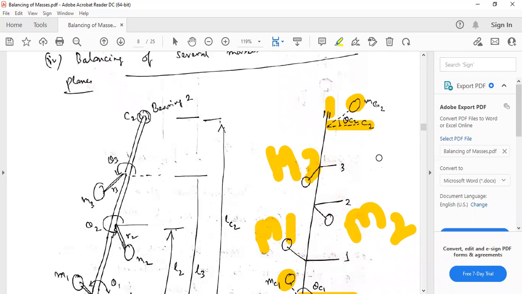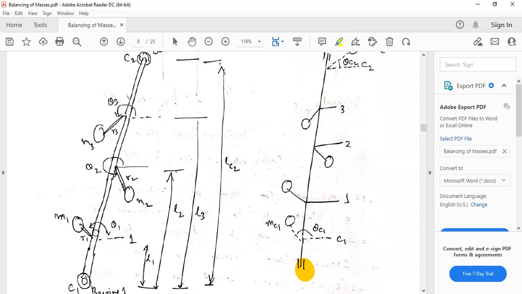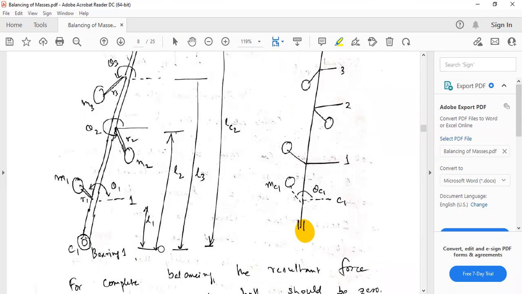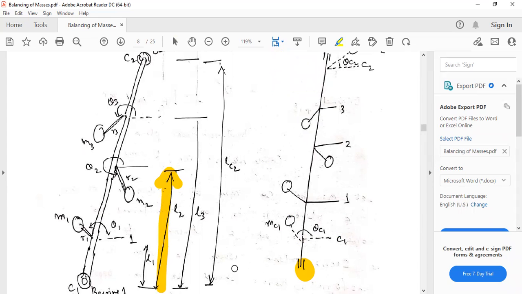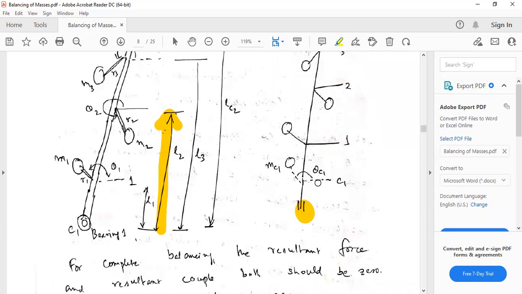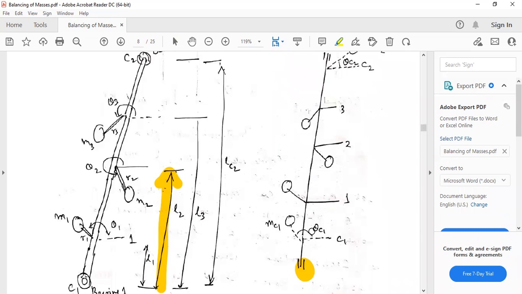We call it that. So what are the unknowns here? In this case, m1, r1, m2, r2 are all known. l1 is the axial distance of the m1 mass from bearing 1. Similarly for m2, the axial distance from bearing 1 to the plane of the m2 mass. Similarly, this is the length l3, and the total length between the bearings is lc2.